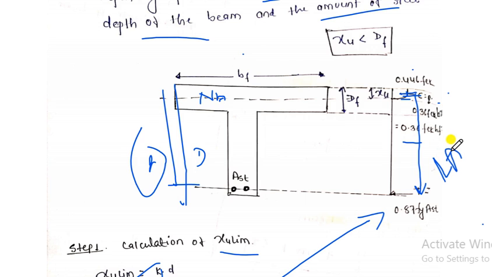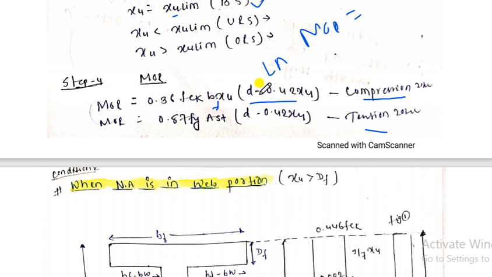And here the total is D minus. We have already calculated from the stress block diagram in the previous lecture that the distance between here and here is 0.42. So that's why we have deducted D minus 0.42 XU. Hope you have seen my previous video, so that makes it easy to understand.